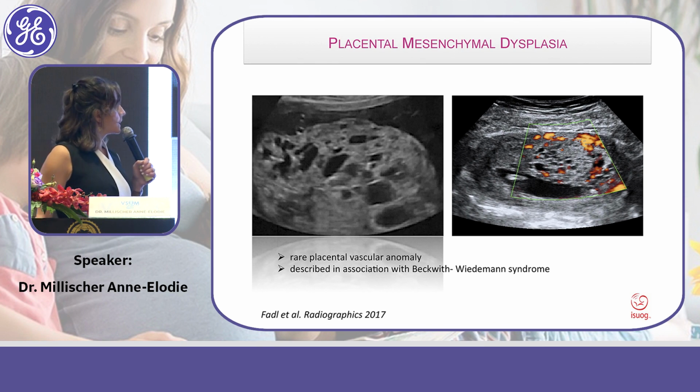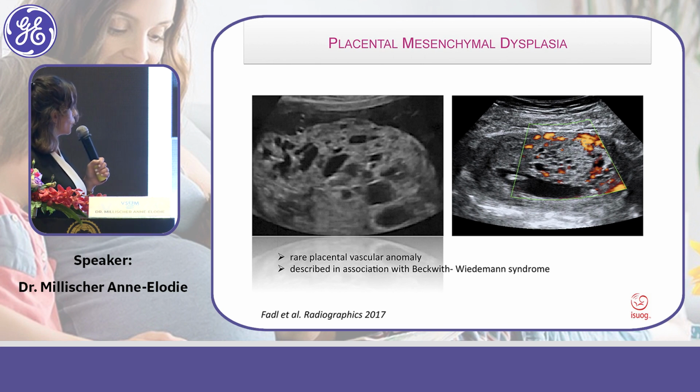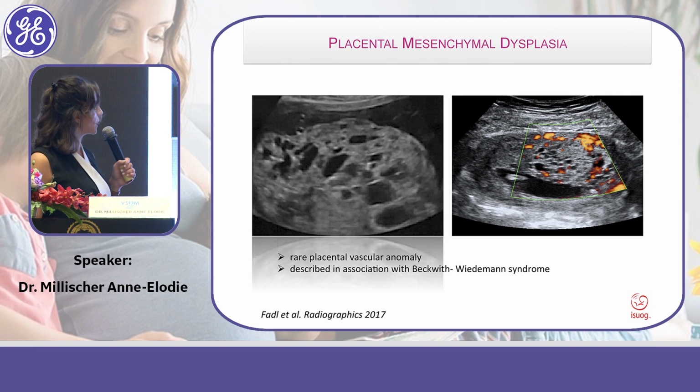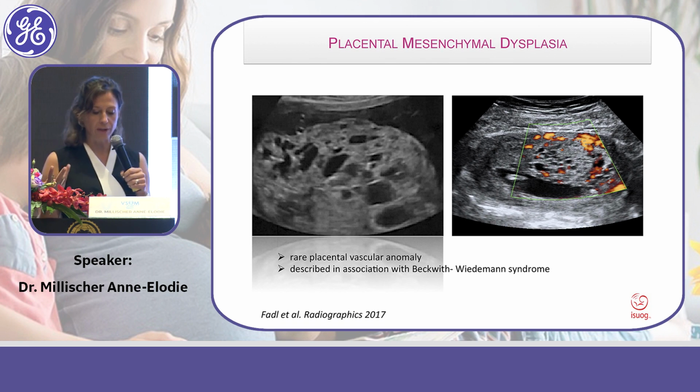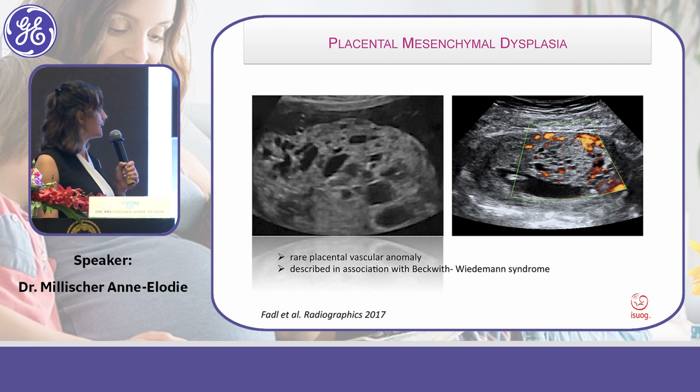There's no consequence for the vascularization and the perfusion of the fetus, but what we have to know and what we have to prevent for the mother is the possibility to have a Beckwith-Wiedemann syndrome.